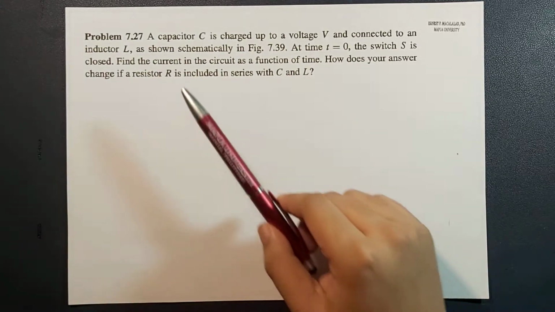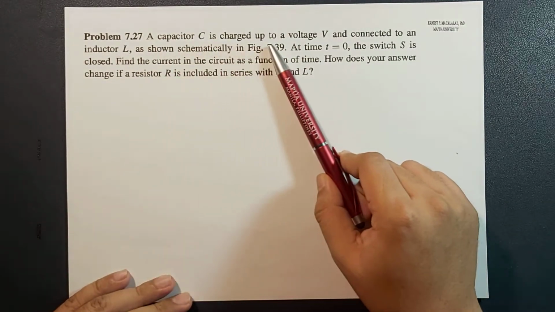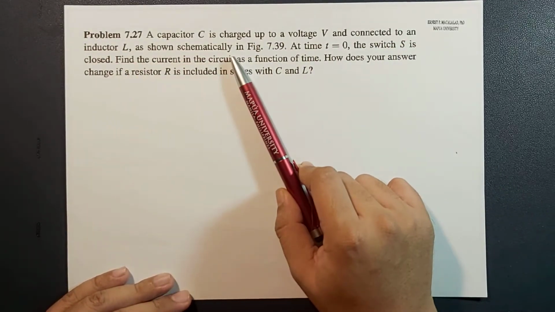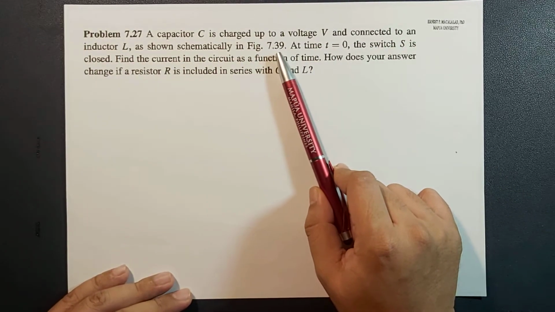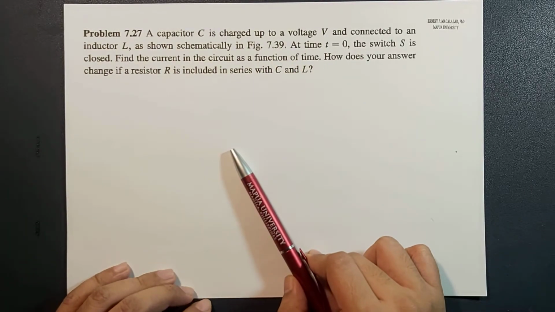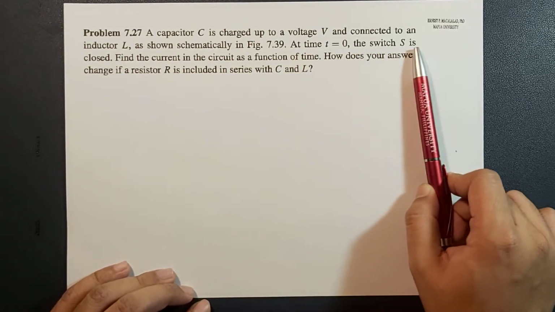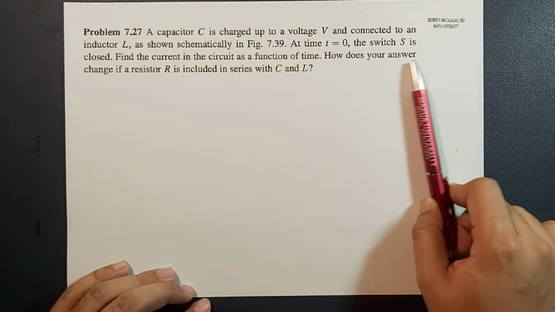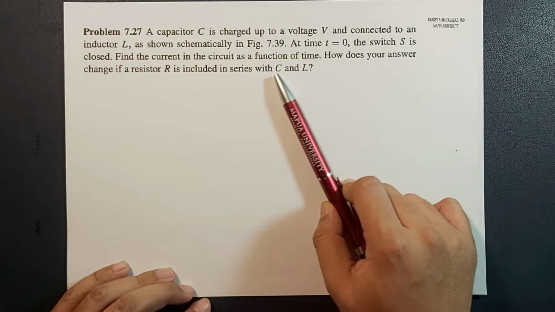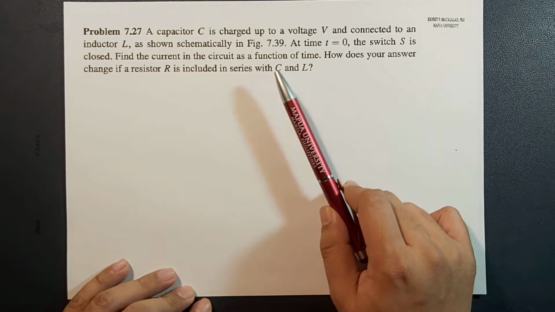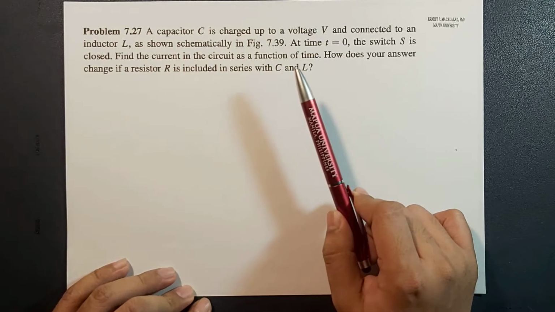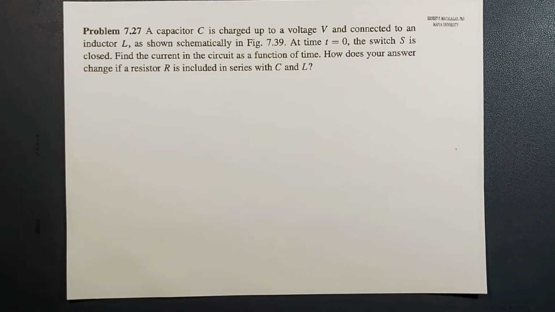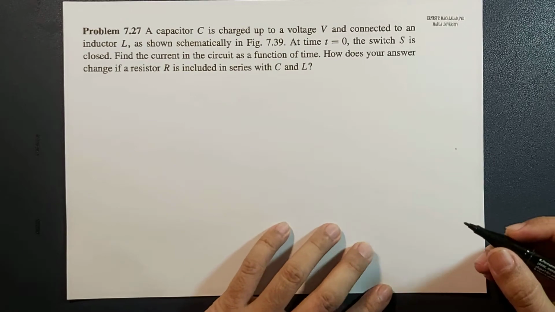The problem reads: a capacitor C is charged up to a voltage V and connected to an inductor as shown schematically in figure 7.39, which I'm going to draw later. At time equal to 0, the switch is closed. Find the current in the circuit as a function of time. How does your answer change if a resistor is included with the capacitor and the inductor?